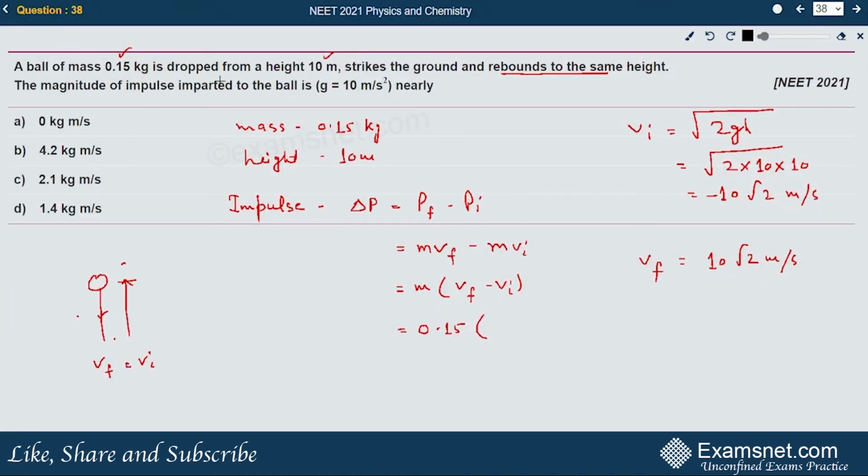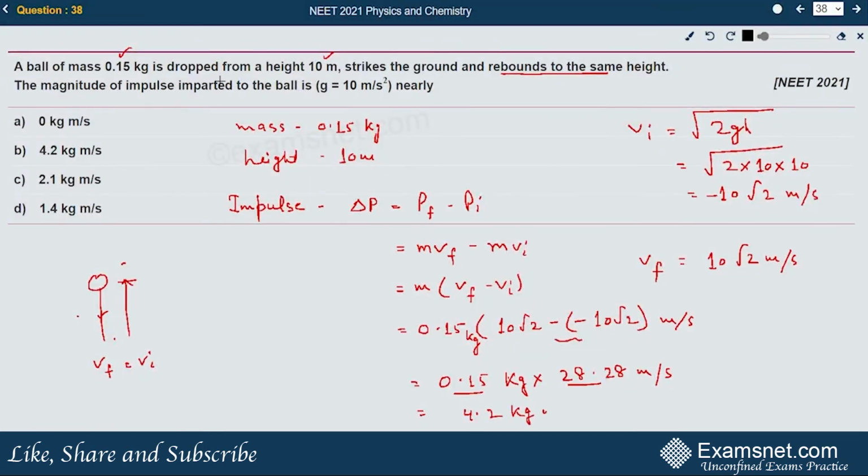So here we can put the value of final velocity. It is 10 root 2 minus initial, which is minus 10 root 2. The unit is meter per second and unit of mass is kg, right? So here we will have 0.15 kg into, on solving this, 28.28 meter per second. On multiplying this and this we get 4.2 kg meter per second.